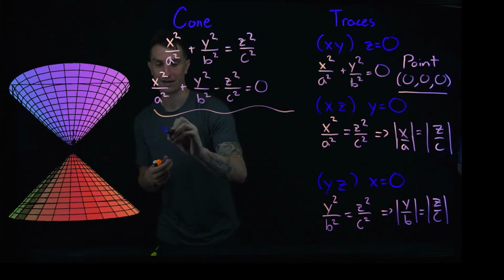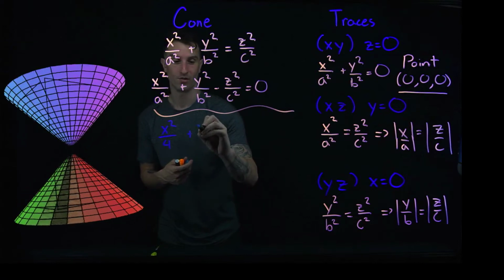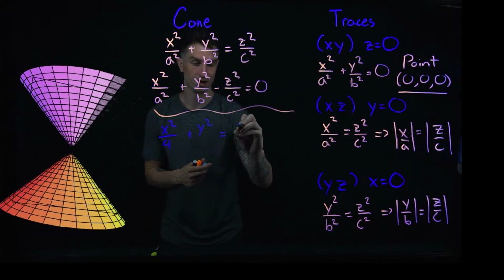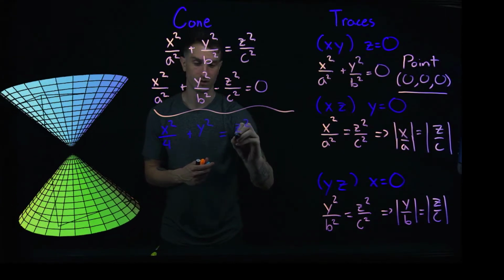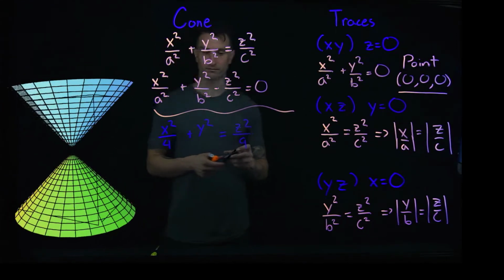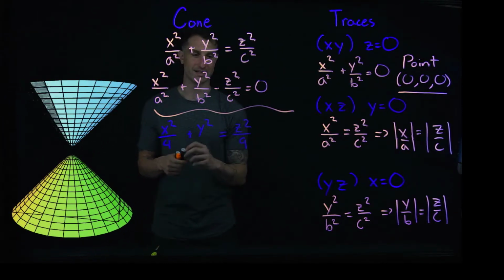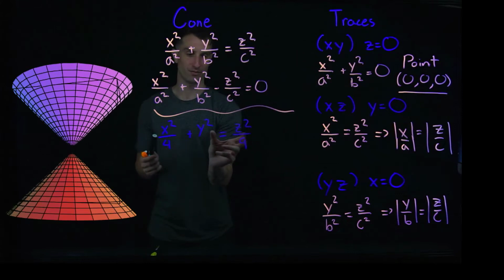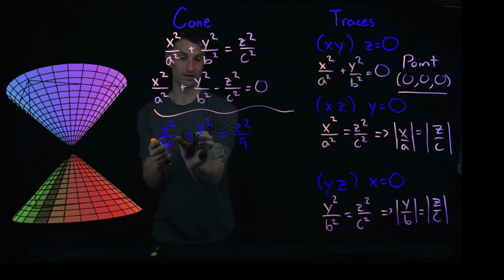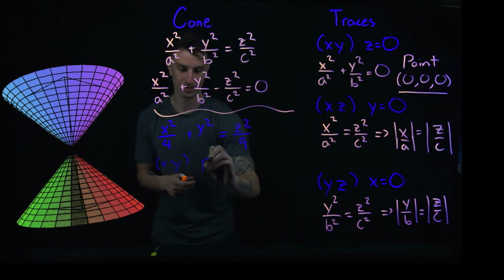So let's say I have x squared over 4 plus y squared, we'll just leave it at y squared, is equal to z squared over, we'll say 9. Okay, so again, you can think about these kind of like the radius in each respect. Because if we broke this down, well, what do we have? We're going to have still a point in the xy plane.